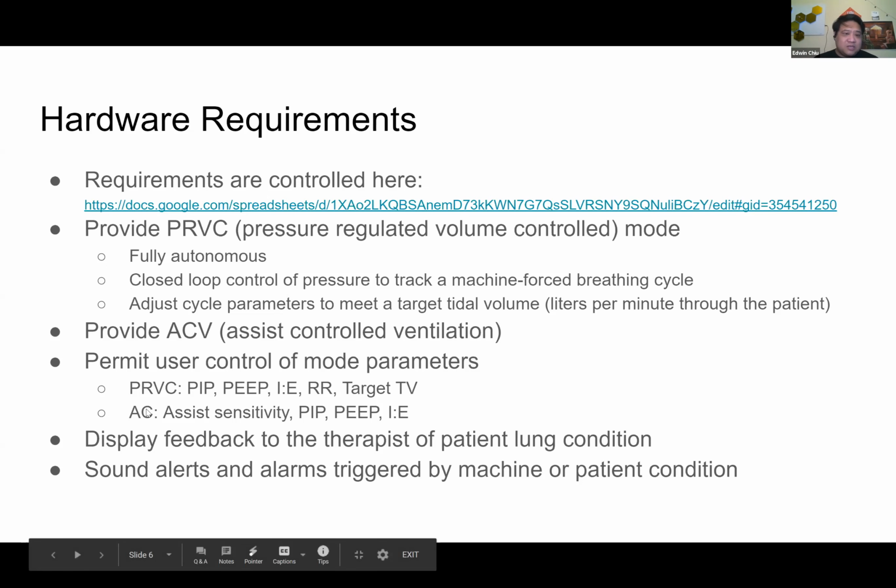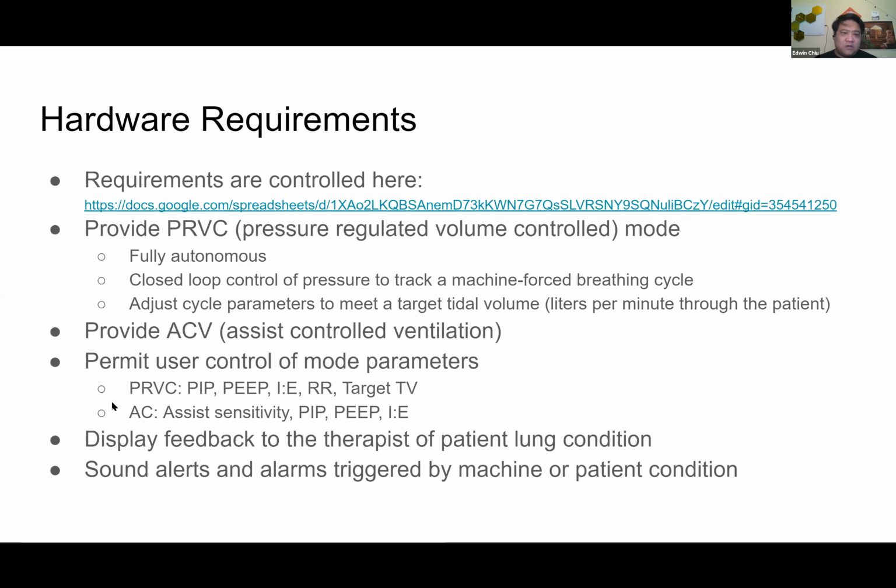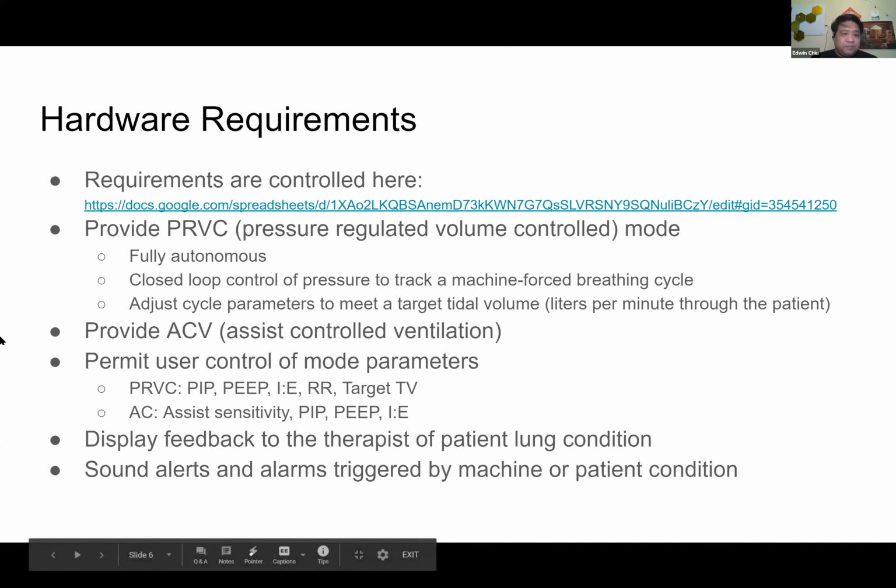In the assist control mode, we basically have all of the same parameters as PRVC with the addition of the assist sensitivity, and that is again a dial that we can set of how much support the machine provides the patient, so that the patient can gradually be moved back to breathing completely on their own.